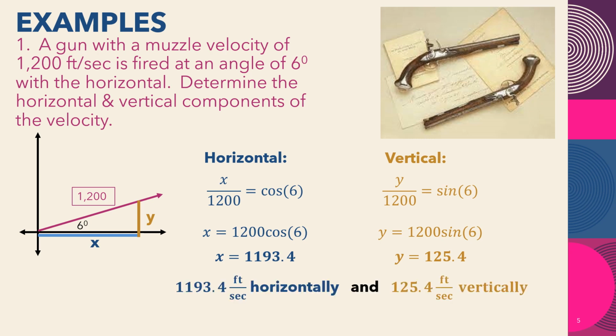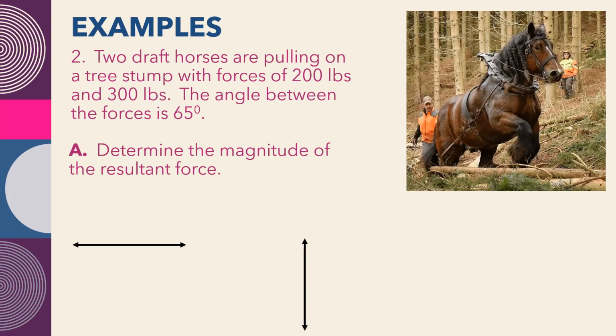So horizontally you have 1,193.4 feet per second, and vertically it's 125.4 feet per second. And then you could also write that in component form with those horizontal and vertical components. Okay, that was our first one. I'm going to do my best to get through as much of the second example as possible. We might have to split it into 2 videos because we're at 9.5 minutes already. All right, here we go.